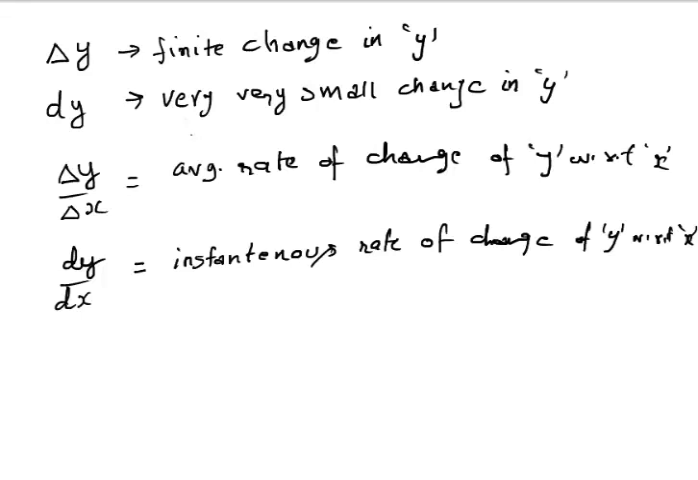So far, new things that we have learned is delta y is finite change in y, dy is very small change in y, and if I write delta y by delta x, that would mean average rate of change of y with respect to x, and dy by dx is nothing but instantaneous rate of change of y with respect to x. Let's explore dy by dx in more detail, which is also known as differentiation of y with respect to x.